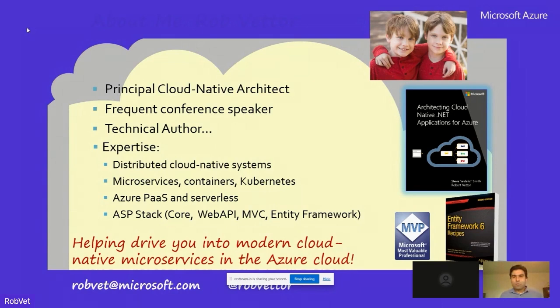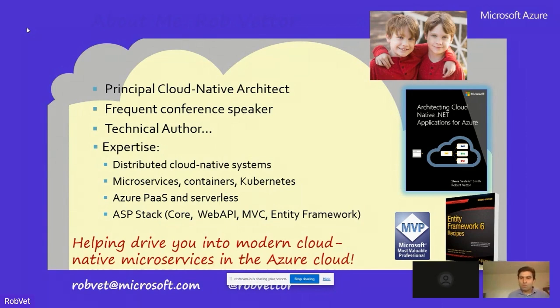So again, my name is Rob Vetter. I am a principal cloud native architect with Microsoft. I've been with Microsoft for about 9 years. I do a lot of work these days with customers around distributed cloud native microservice systems. I've got quite a bit of depth in microservices, containers, a lot of Azure PaaS, platform as a service. I'm a subject matter expert as well in the ASP.NET stack. So things like ASP Core, Entity Framework, those kind of things we can help you with.